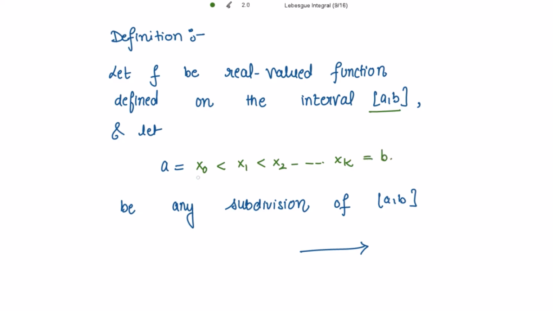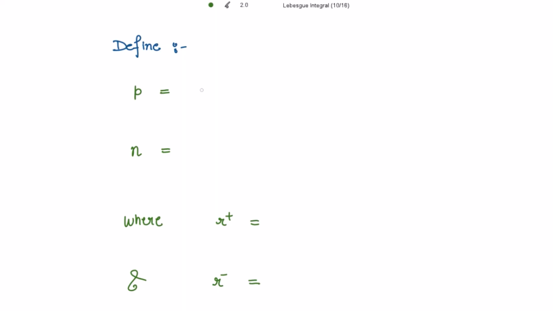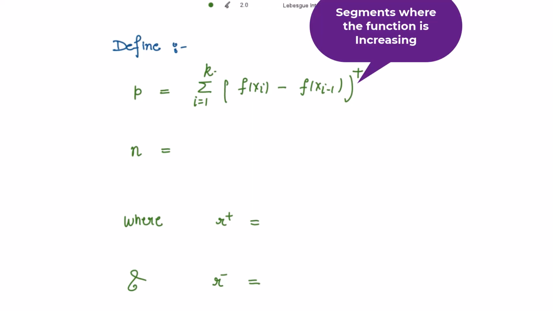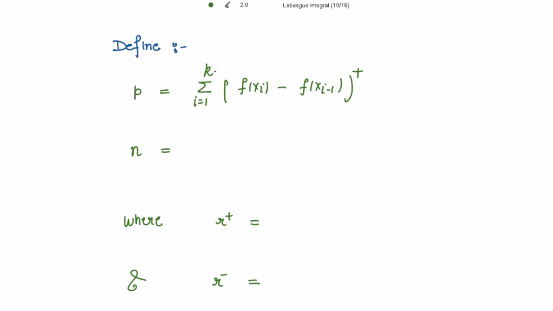Right? So taking x0 to be a and xk to be b. The endpoints are a and b for the closed interval [a, b]. It is the subdivision of closed interval [a, b]. And then we define small p to be the summation of f(xi) minus f(xi minus 1), that is the positive variation. Positive variation means we are identifying the segments where the function is increasing, right? And sum their positive variations to the total function change.